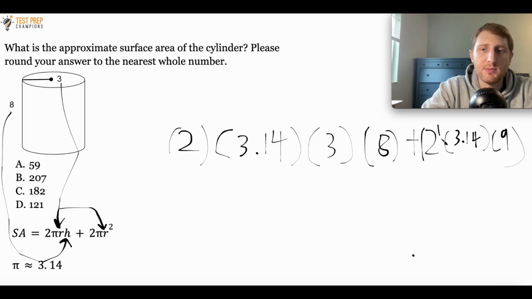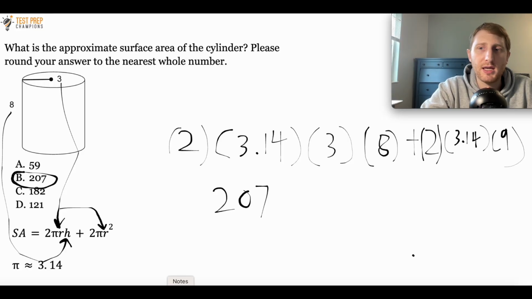Now, why is it times 9 here? Well, in the formula, it's r squared. So I just went ahead and squared the 3, and that's how I have 9. So anyway, if we put this in the calculator, we'll see that the answer is about 207. Since we don't need the exact number, we just need the approximate surface area, and B is the correct answer here, 207.